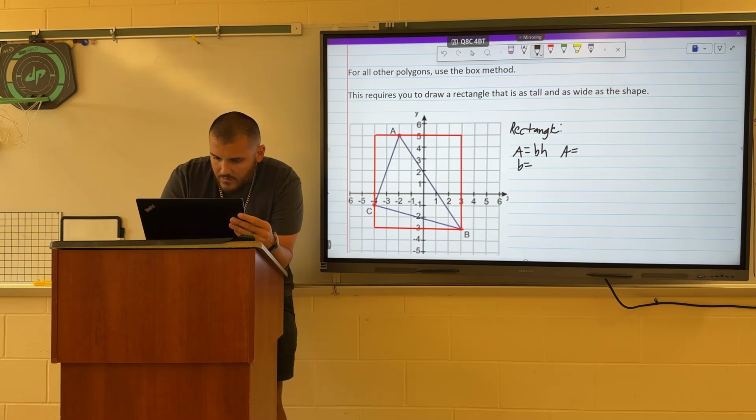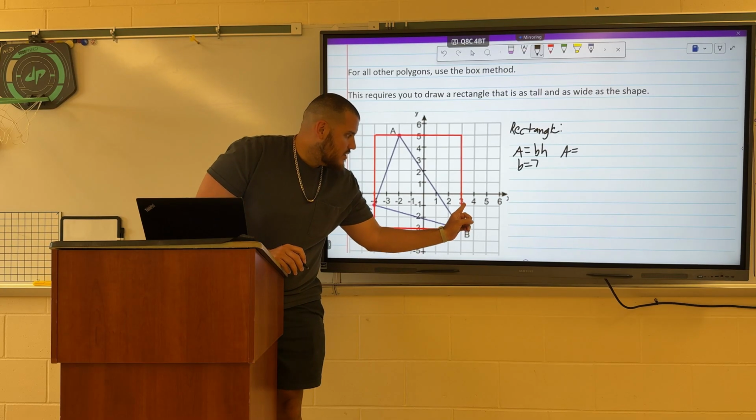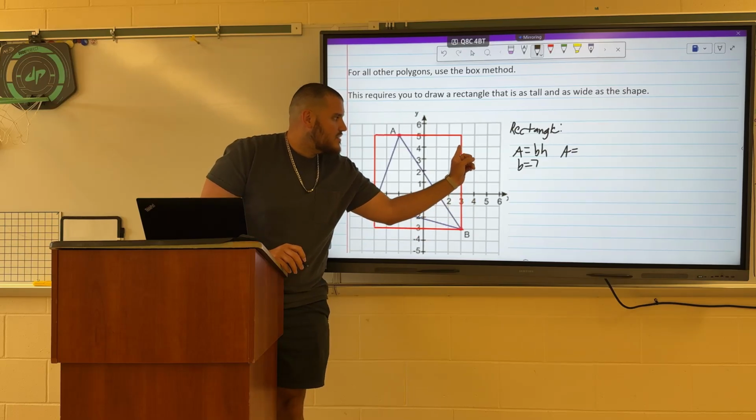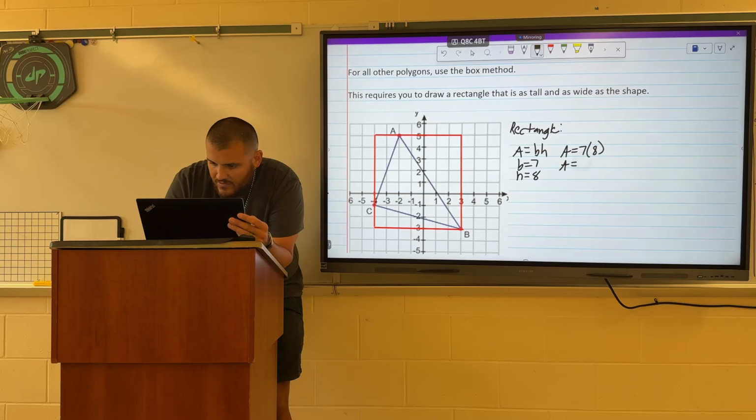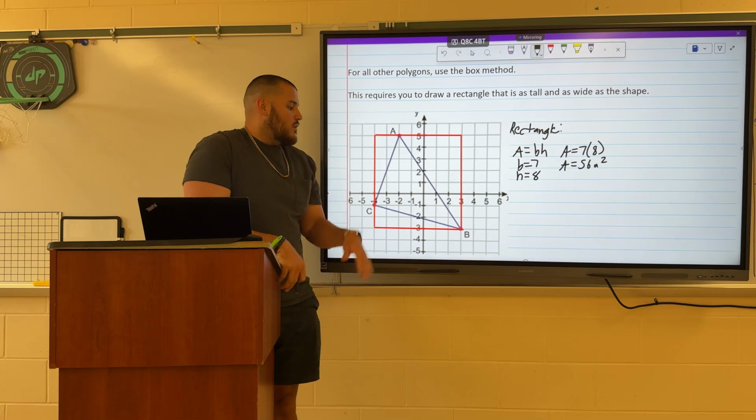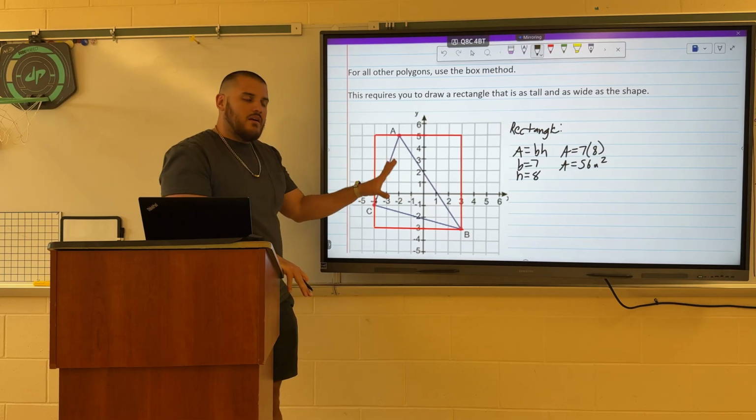And just note this, base of 7, we'll do our height is 1, 2, 3, 4, 5, 6, 7, 8 units long. Got a height of 8. I'm plugging those into my area formula. Base of 7 times the height of 8 gives me an area of 56 units squared. So I drew my box, my rectangle, found the area of that rectangle.